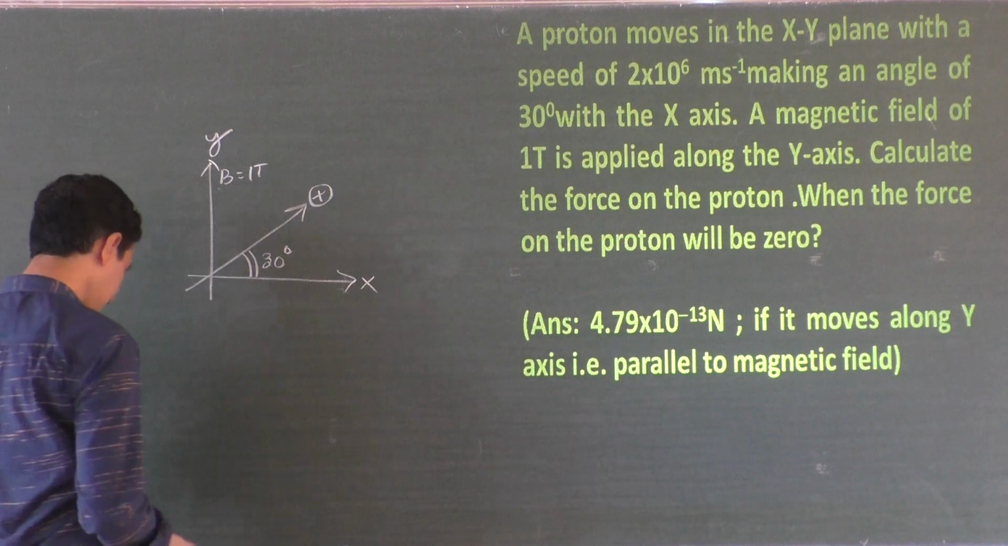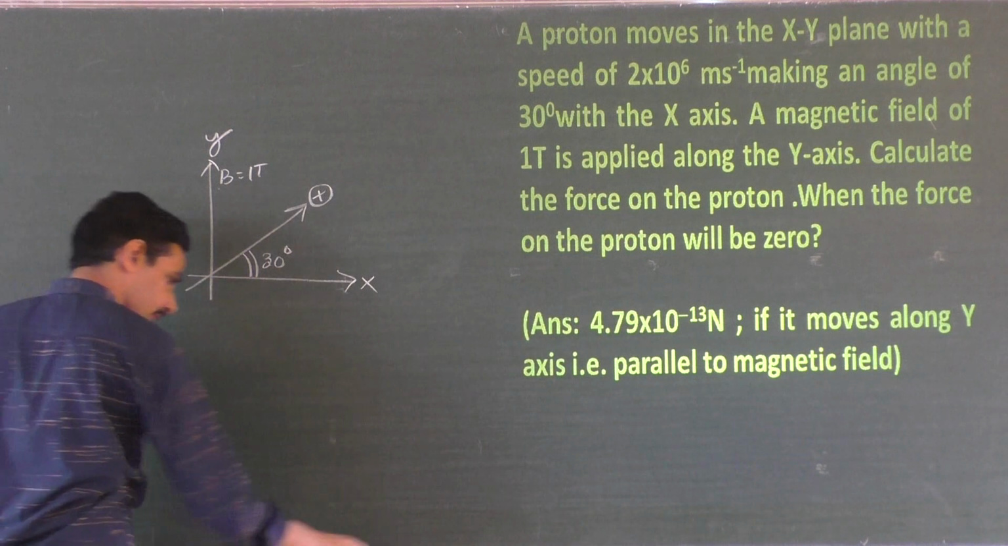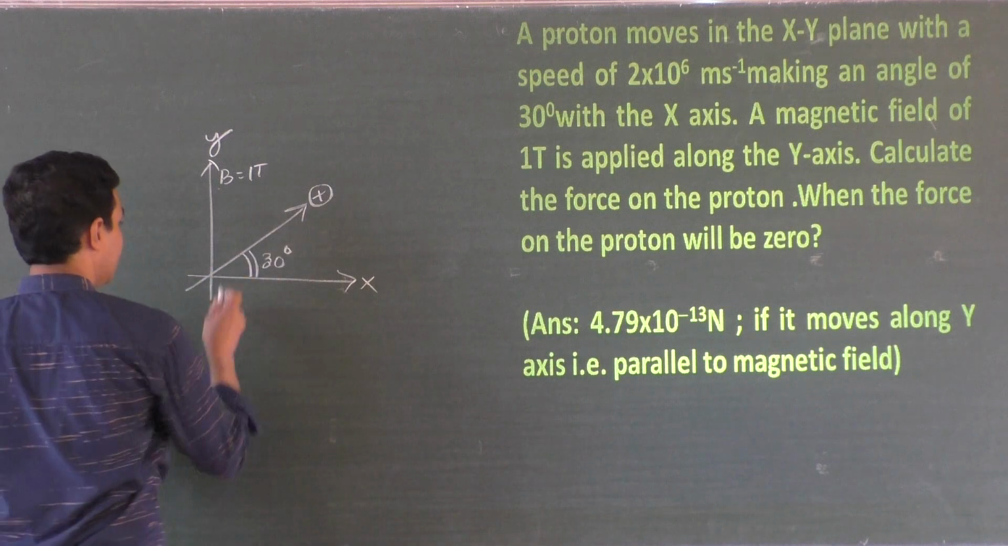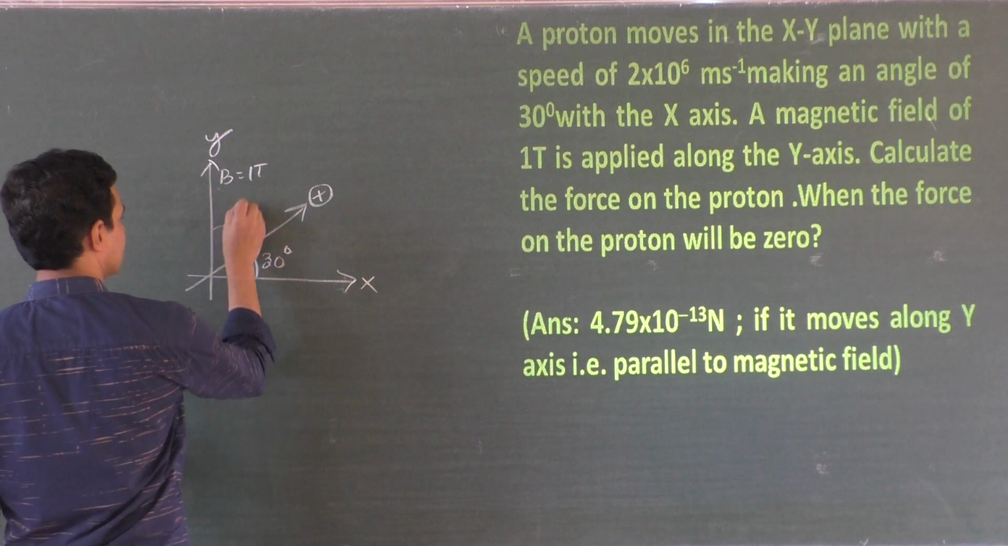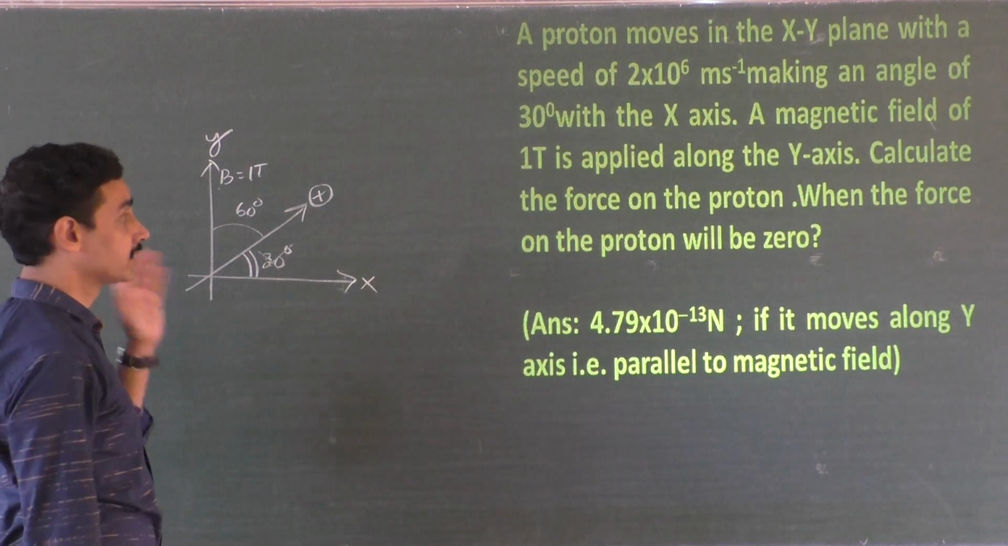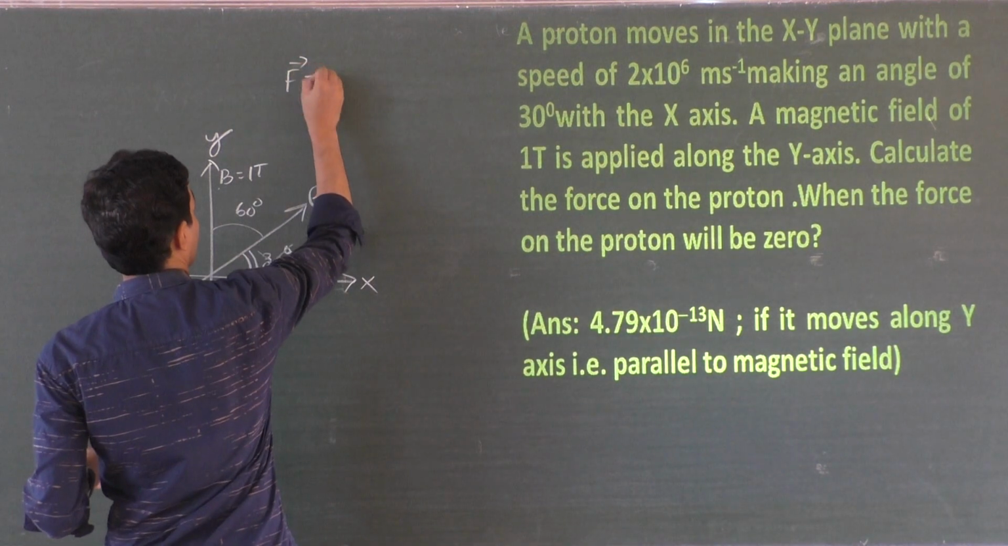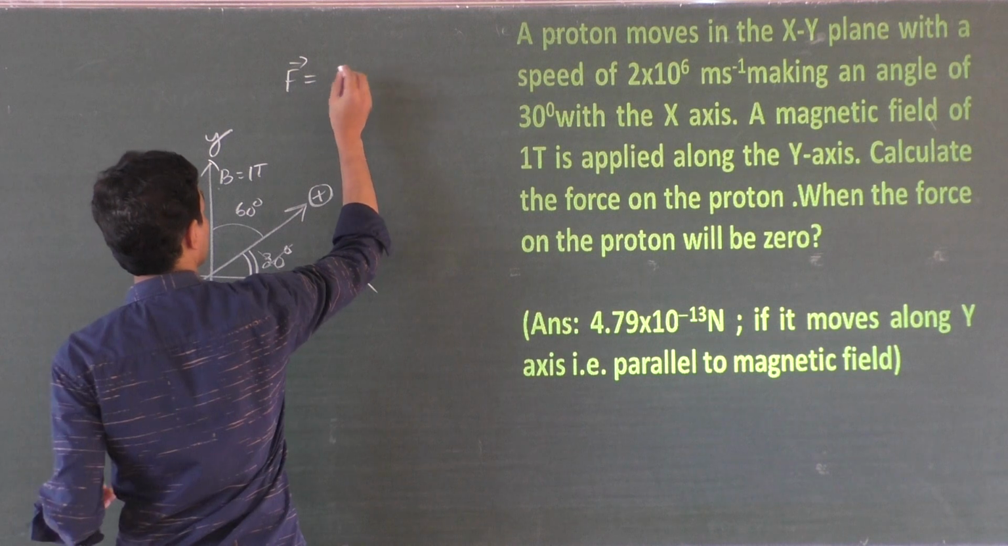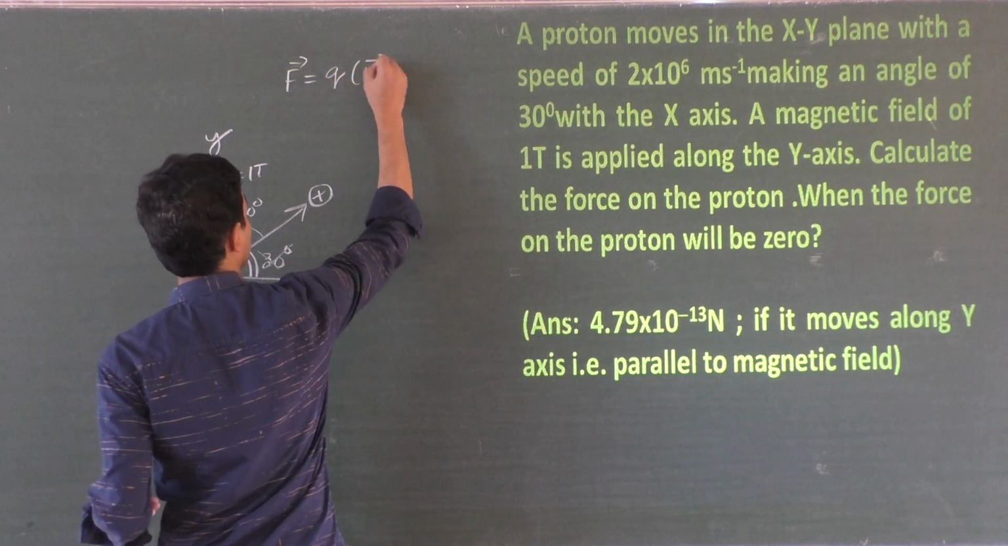That means the angle that we need to consider, I don't have colour chalk, okay, the angle we need to consider is this one, that is 60 degrees, not this one. We have to be very careful, because F is equal to Q into V cross B.